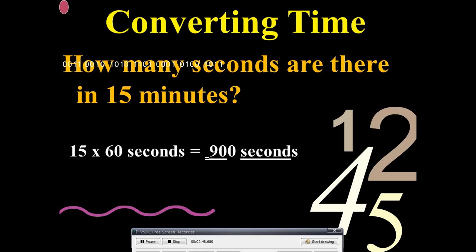In 1 minute we have 60 seconds. How many seconds we'll have in 15 minutes? We use multiplication. 15 by 60, it is 900 seconds.